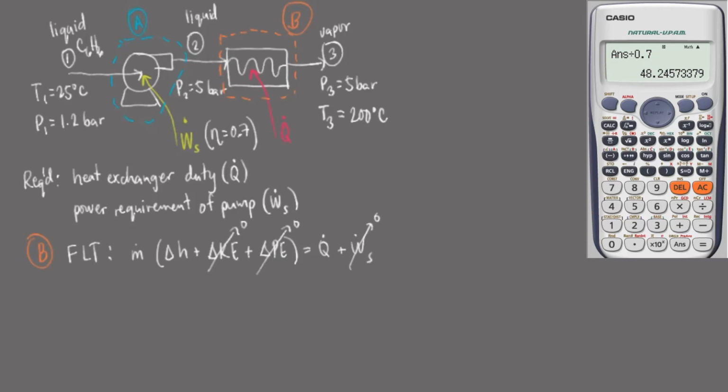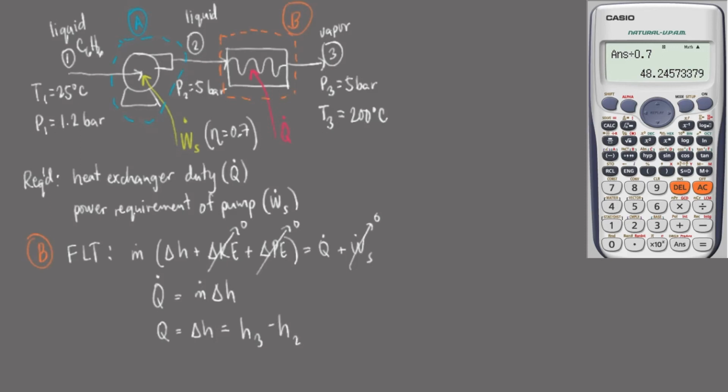We will be left with the expression: the heat exchanger duty or the rate of heat transfer is equal to the mass flow rate multiplied by delta H or the change in enthalpy. Again, since there is no provided value of the mass flow rate, we will make do with the specific heat transfer. That is Q is equal to delta H. Delta H in this case is H3 minus H2. That's the enthalpy of stream 3 minus the enthalpy of stream 2.